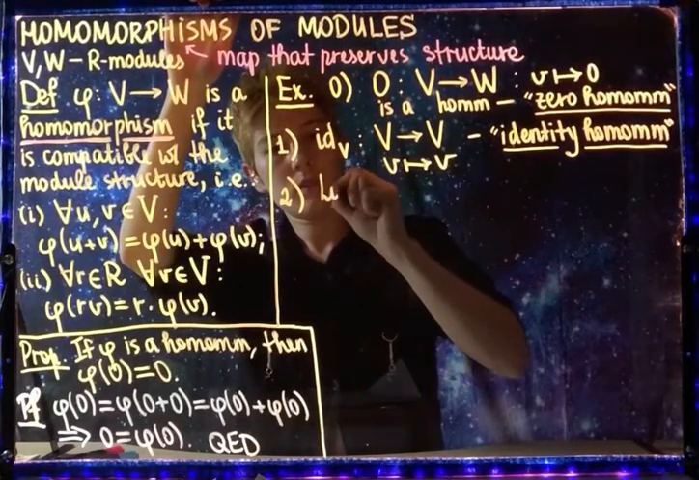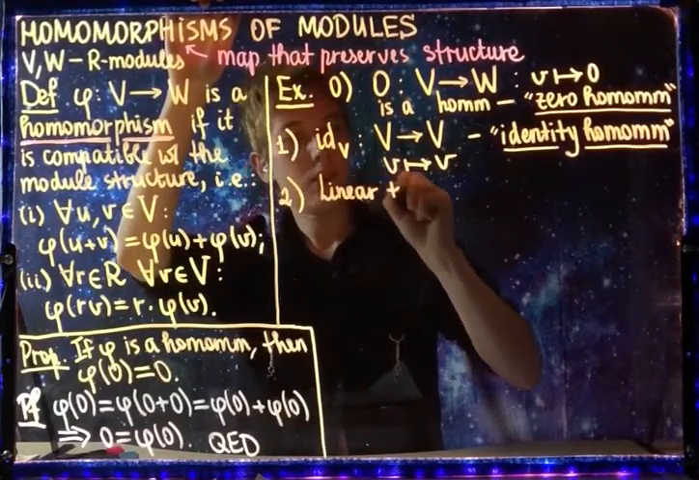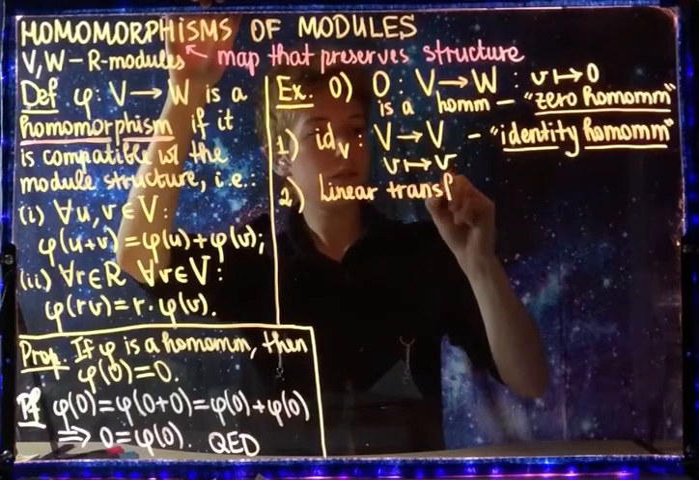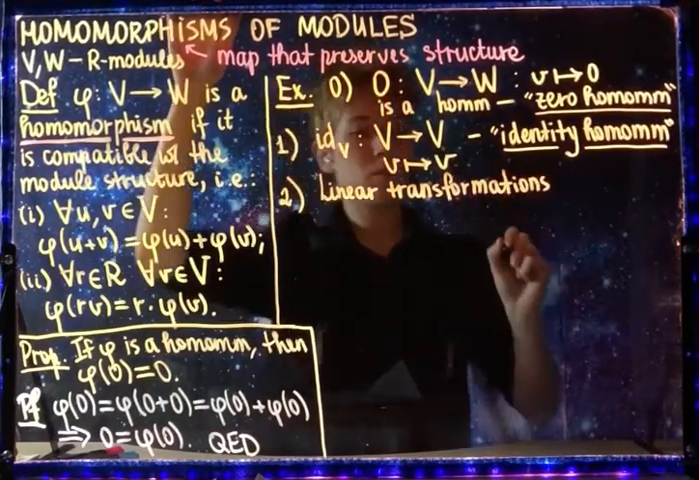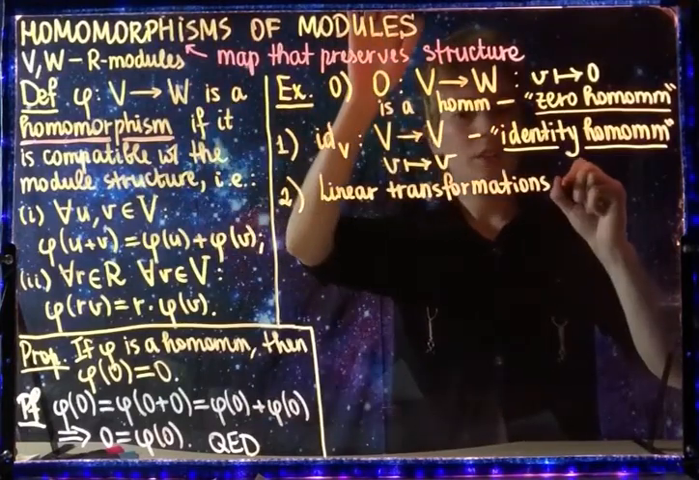Then linear transformations are homomorphisms.